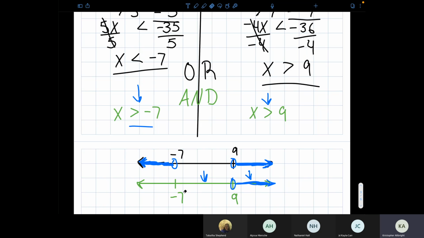When you see or, you're just graphing them each individually, and it doesn't matter if there's overlap or not. These are pretty much just linear inequalities plus graphing. Is everybody okay with linear inequalities plus graphing? These are called compound inequalities. Can we do another one? Absolutely.